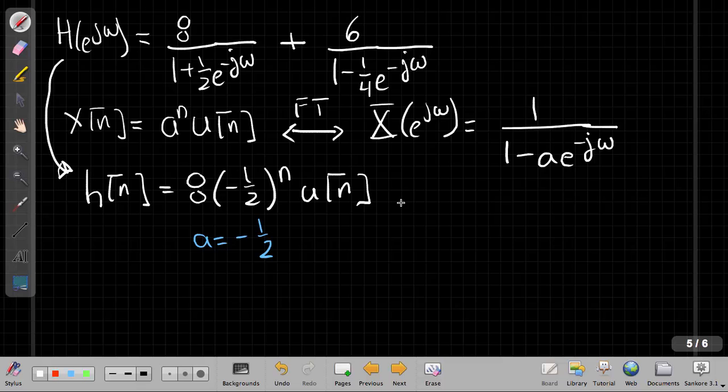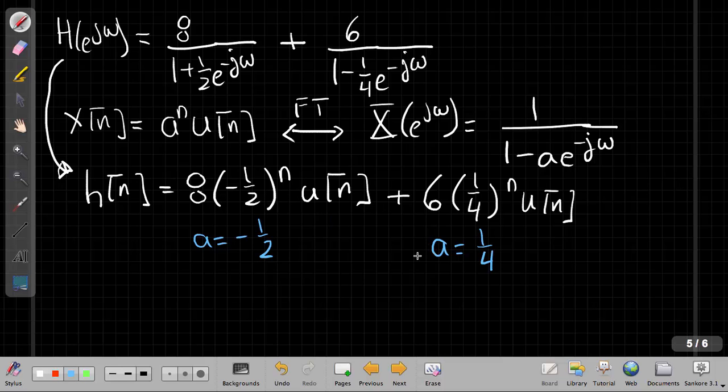And the second term says I get plus 6 times, and in this case a would be a quarter. So I get a quarter to the n u of n. So again, in this case, a was a quarter for this term. So I have two geometric terms like this, and it all works out.